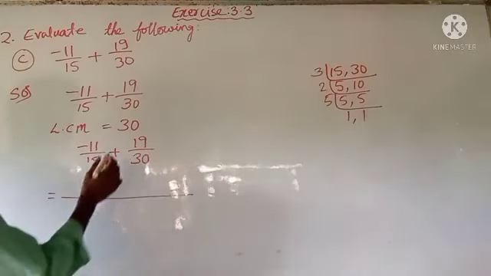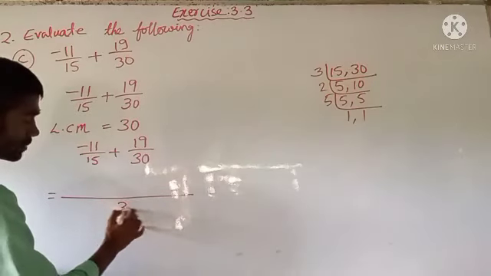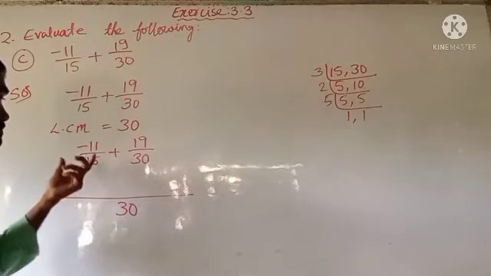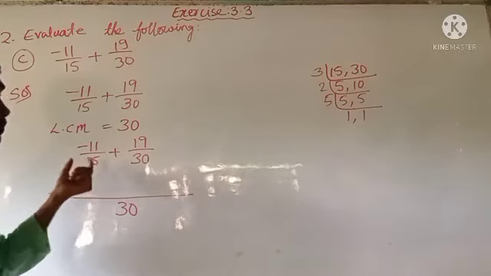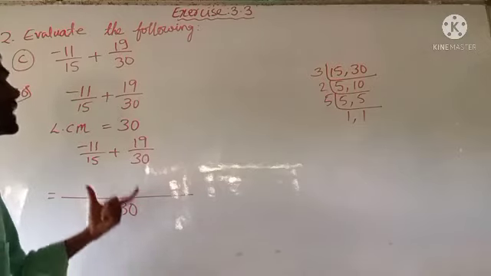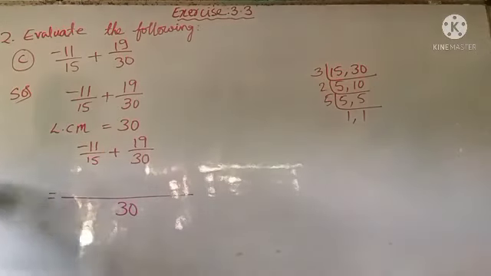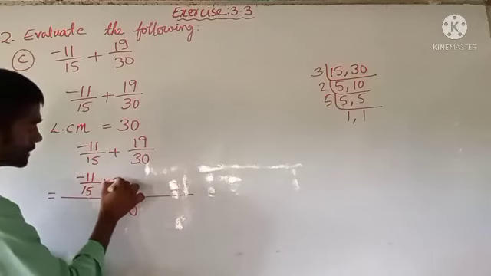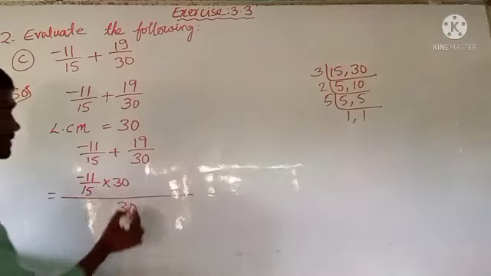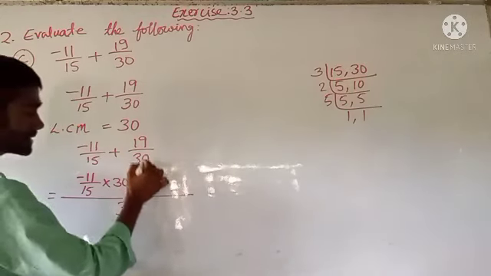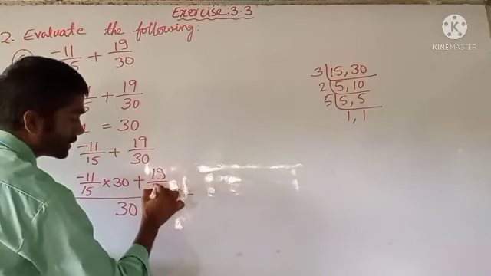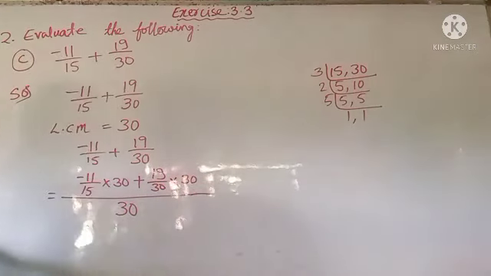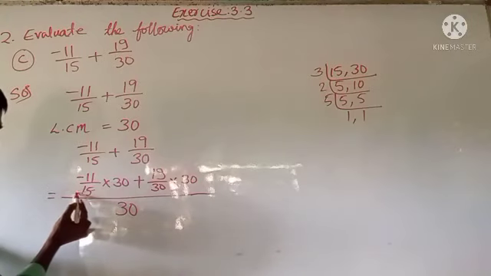equal to, whatever LCM we got, that we will write in the denominator's place, and each fraction, that means this one and this one also, both will multiply by its LCM, whatever we got. So here it is minus 11 by 15 multiplied by LCM, that is 30. Next here it is plus, so plus 19 by 30 into LCM that we got, that is 30. Now 15 and 30 we can cancel.